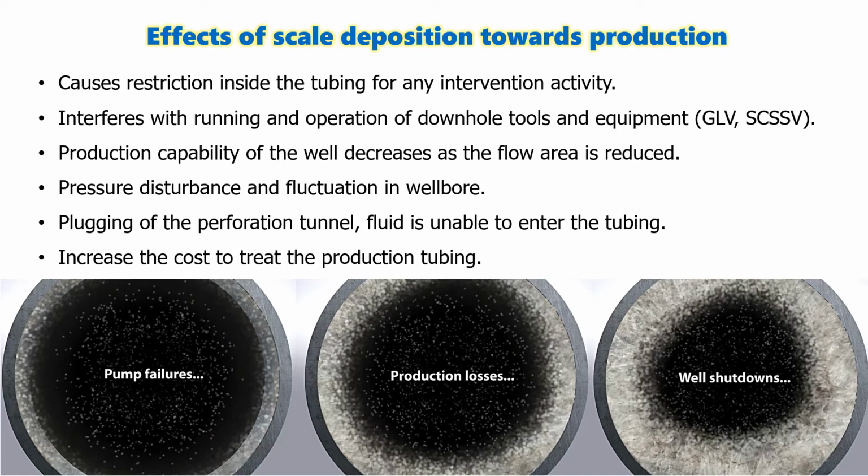This illustration here shows the condition of scale buildup in a wellbore that can cause well shutdown. Scale also can cause restriction inside the tubing for any intervention activity, and can interfere with the running and operation of downhole tools and equipment, for example the LV and SCSSV. It also can cause the production capability of the well to decrease as the flow area is reduced, can cause pressure disturbance and fluctuation in the wellbore, plugging of the perforation tunnel, fluid unable to enter the tubing, and ultimately increase the cost to treat the production tubing.